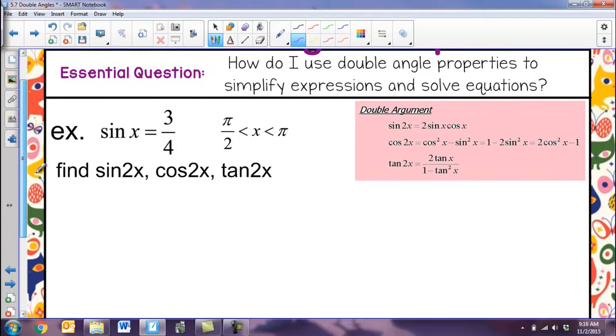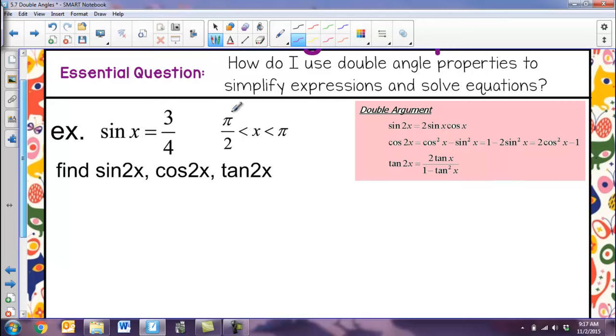The first thing that we're going to see looks kind of familiar. They give you a ratio for sine as 3/4. That's not one we have on our unit circle. They're giving you a domain restriction and then they're asking you to find the sine of 2x, the cosine of 2x, and the tangent of 2x.